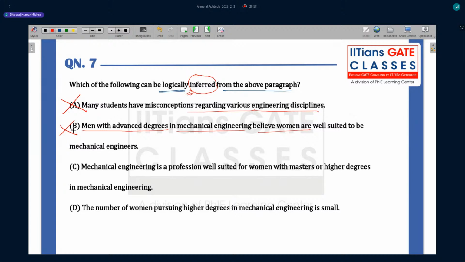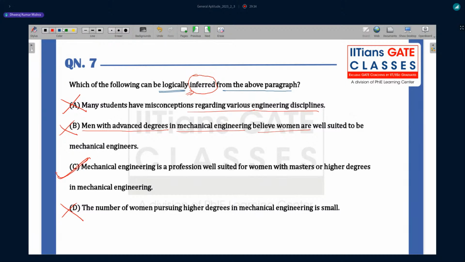Now let's move to the next option, and we have to keep eliminating. You guys also can tell me which option is going to be correct. Yes, Sam, you're correct. The number of women pursuing higher degree in mechanical engineering. Oh my god, this is again irrelevant. So which one is going to be correct? Choice C is going to be correct for this question.